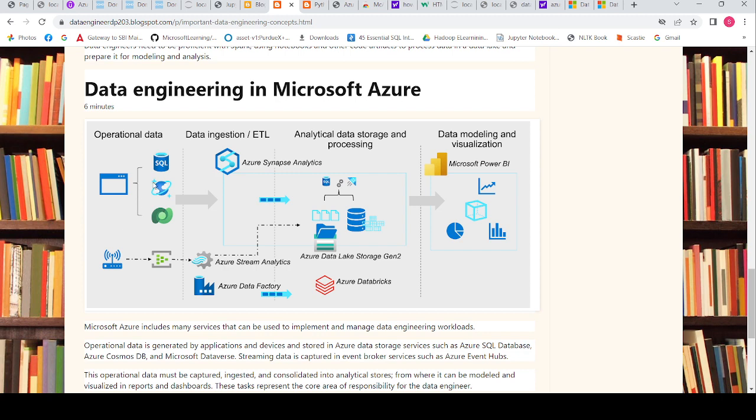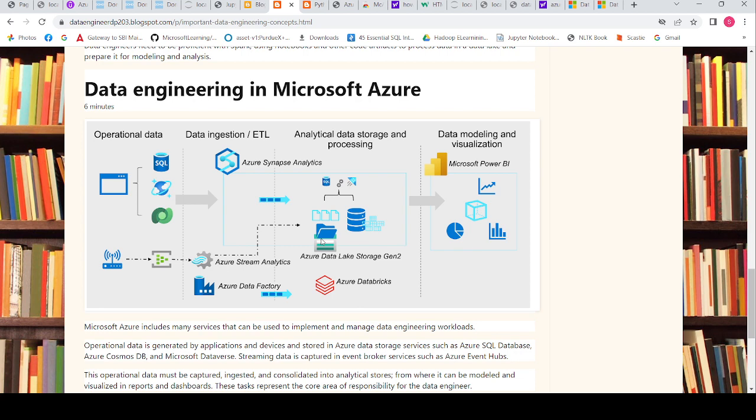For data sources and ingestion, we have services like Azure SQL, Azure Storage, Cosmos DB, and Azure Event Hub to capture streaming data. Then to process the data, we have Azure Synapse Analytics, Azure Data Factory, and Azure Databricks. After that, to store the data, again we have Azure Data Lake Storage Gen 2 account, Azure Storage, Azure SQL, and many other databases available.